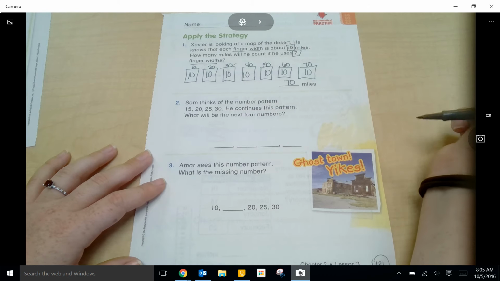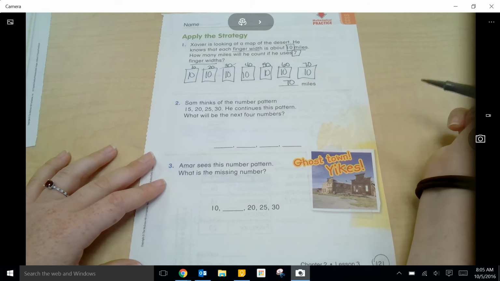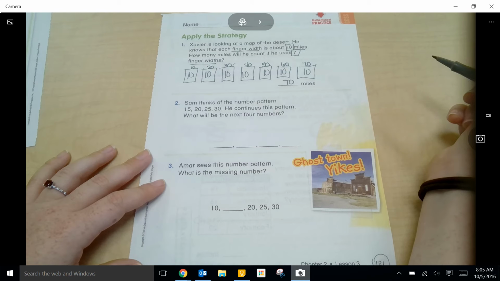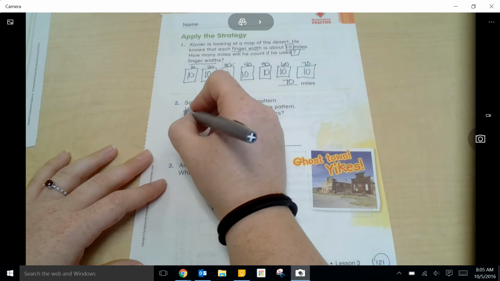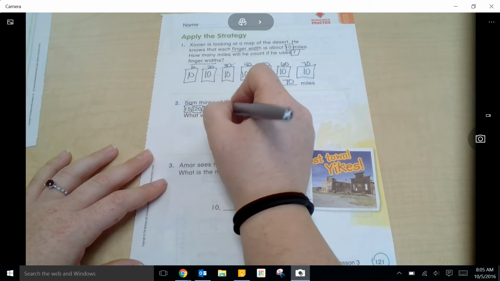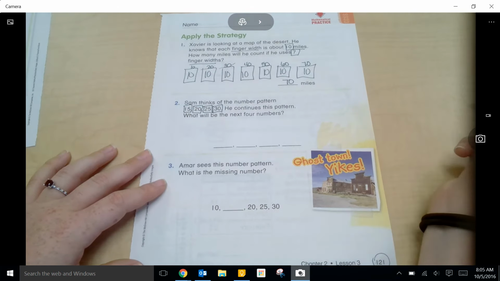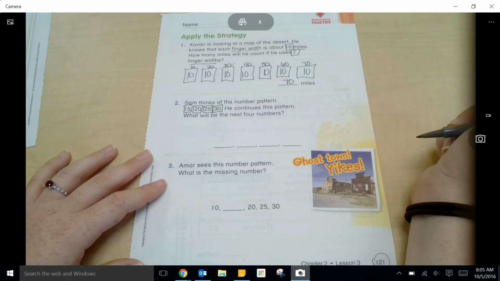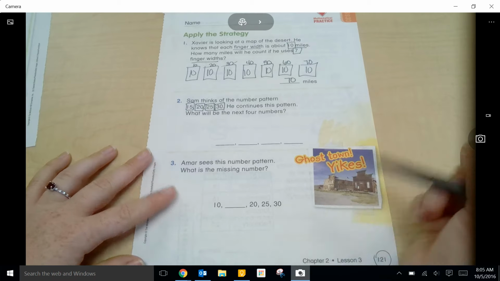On the next 2 problems, I will help you by drawing the groups, but the amount in the groups, find the total on your own. Sam thinks the number of a number pattern is 15, 20, 25, 30. He continues this pattern. What will be the next 4 numbers? Ooh, I can't wait to see what you come up with.